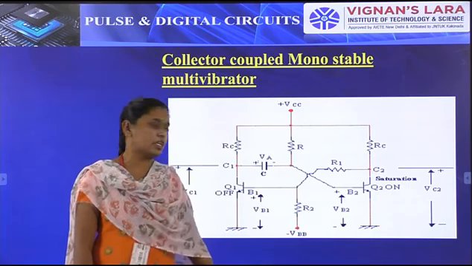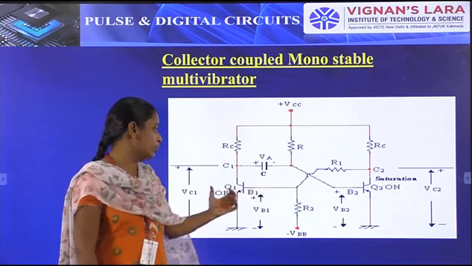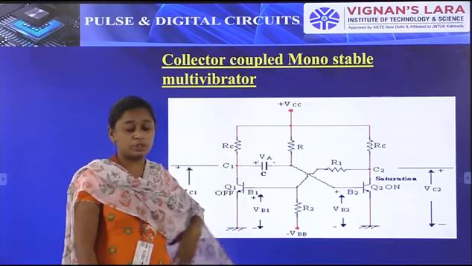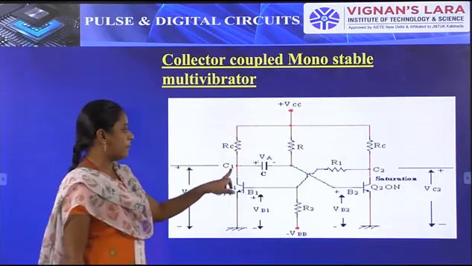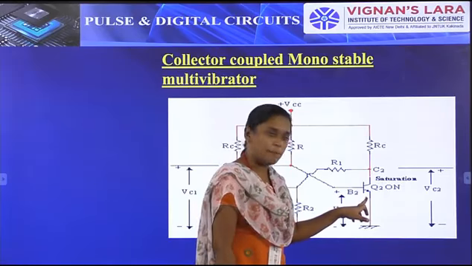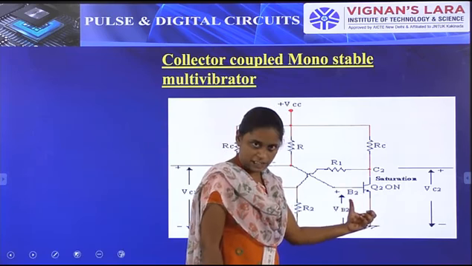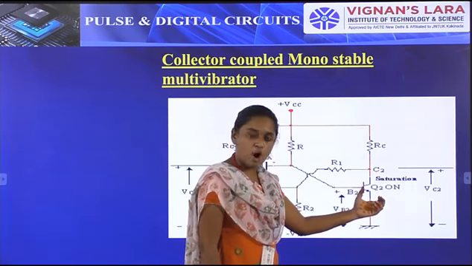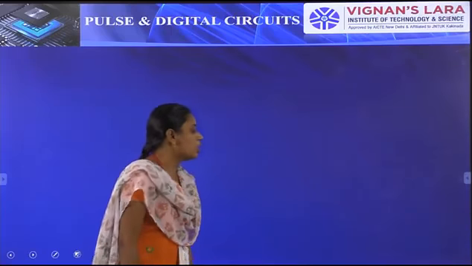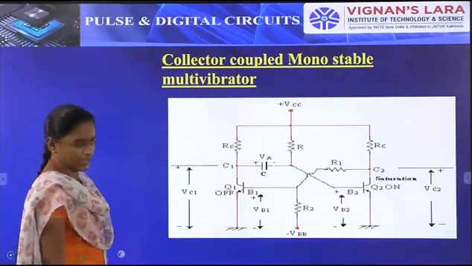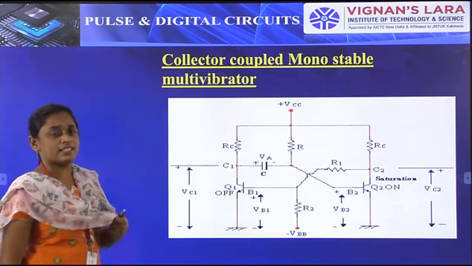Then Q2 goes to off condition and Q1 goes to on condition. Why? Because an external negative triggering pulse is applied to the transistor Q2 base terminal, so transistor Q2 becomes off. When transistor Q2 goes to off condition, this voltage will be VCC. This voltage is applied to the transistor Q1 base, then Q1 goes to on condition. So that is the stable state to next state transition.